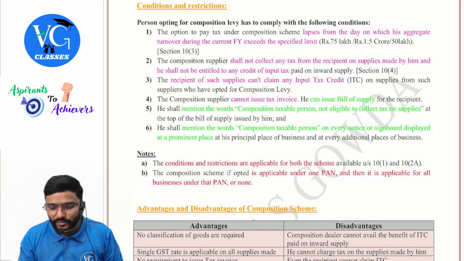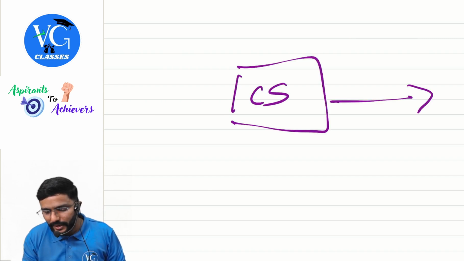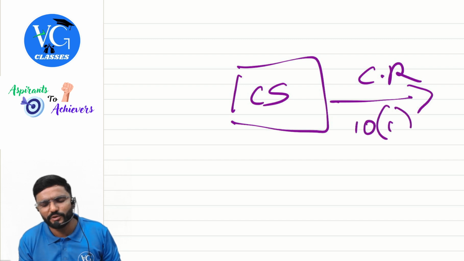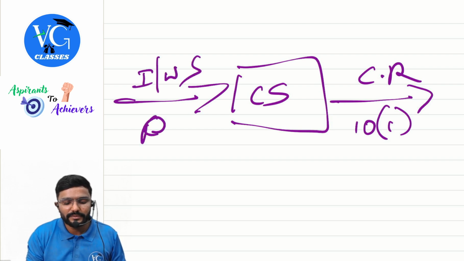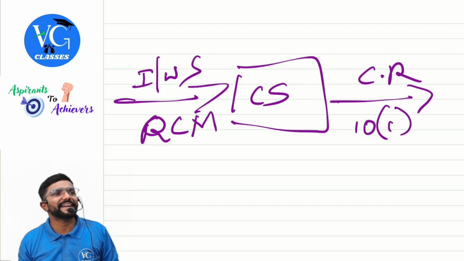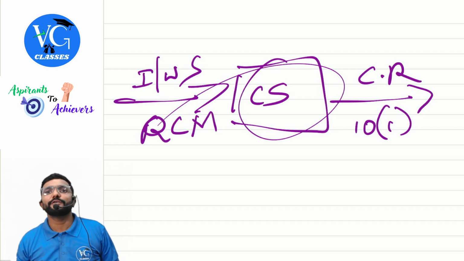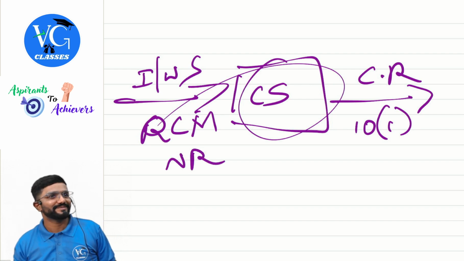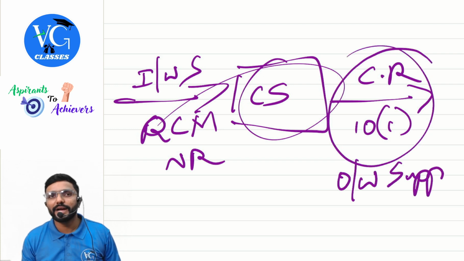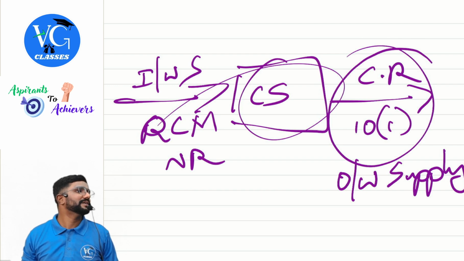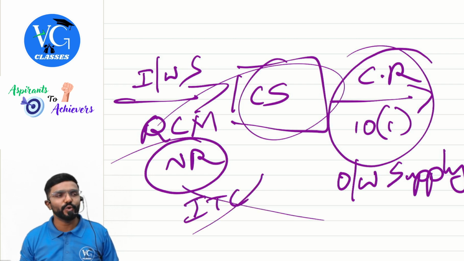Now listen. Guys, I am a composition supplier. Now on my outward supply, I am paying tax at composition rates as per section 10.1. Now on my inward supply, RCM is applicable. I should pay tax at what rate? RCM is applicable, guys, on my inward supply. Who is the recipient? Me. I have to pay tax at what rate? Normal rate. Composition rates are only for my outward supplies, not on my inward supply. Now, sir, I have paid tax at normal rate. Can I claim ITC on this? No, you cannot.